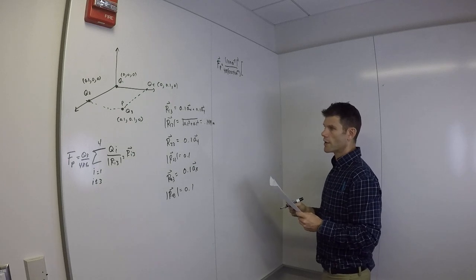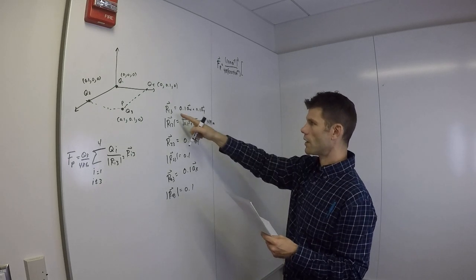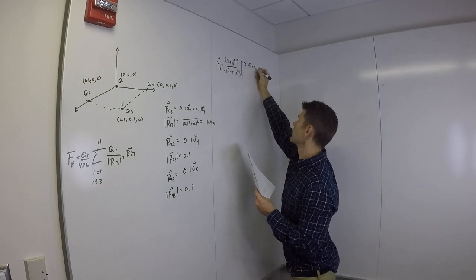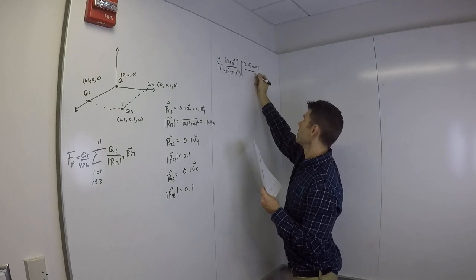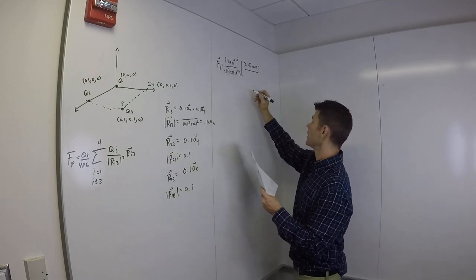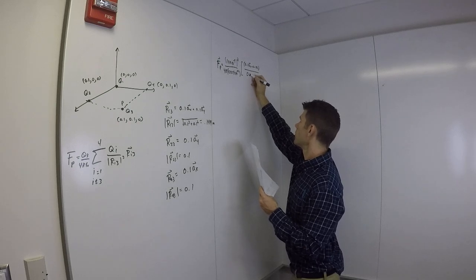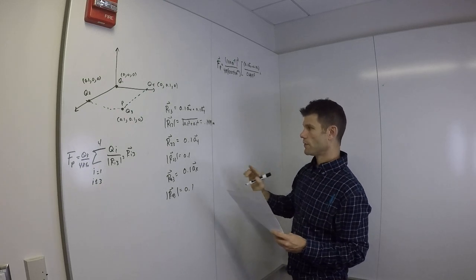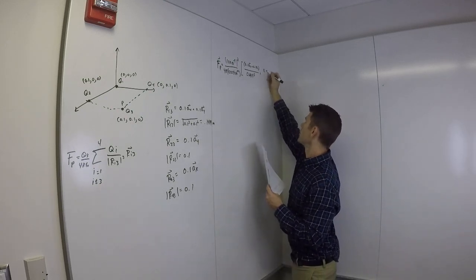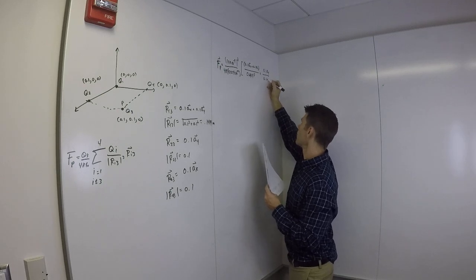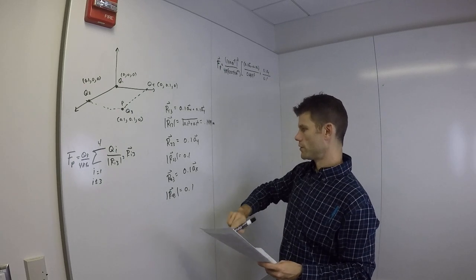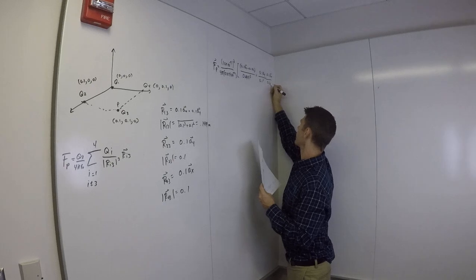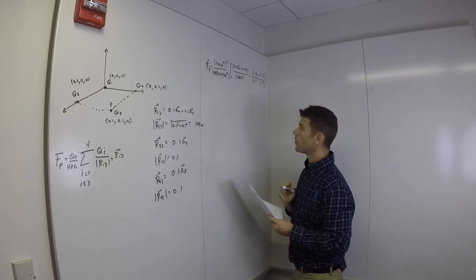Okay? So here's what we have. For R13, we have 0.1 ax plus 0.1 ay, and we're going to divide that by the magnitude cubed, right? So we have 0.1414 cubed. Okay? And we're going to add that on to this vector here: 0.1 ay divided by 0.1 cubed, and add it on to this one right here, 0.1 ax divided by 0.1 cubed, and that's all of our vectors.